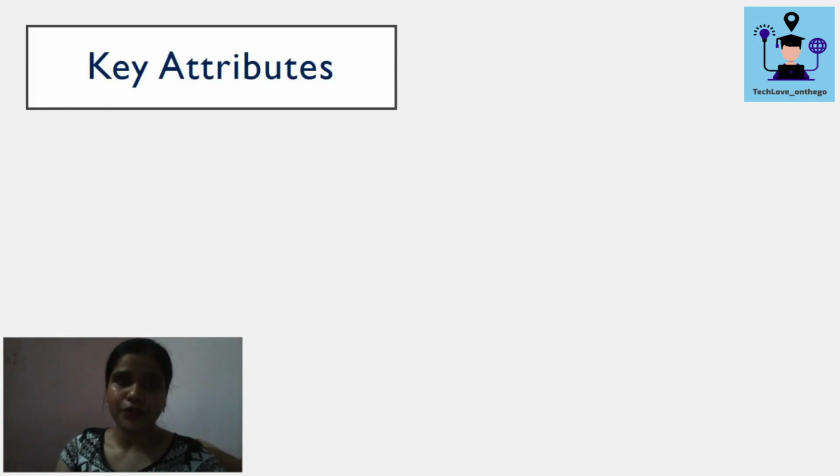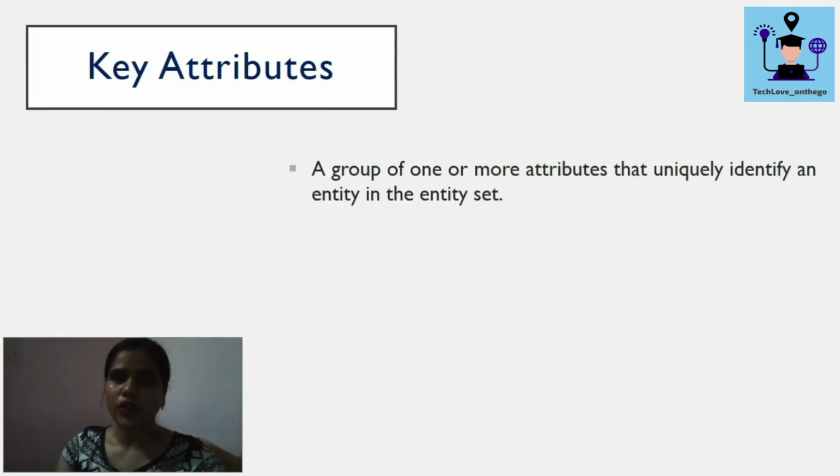So what is a key attribute? This is very important. A group of one or more attributes that uniquely identify an entity in the entity set. As I said before, every entity set will have a combination of similar type of entities, but every entity is different from other entities. So whenever we have a set of similar type of entities, and I want to distinguish one entity from another entity, this key attribute, which is a very unique attribute, will help me to uniquely identify one entity from another entity.